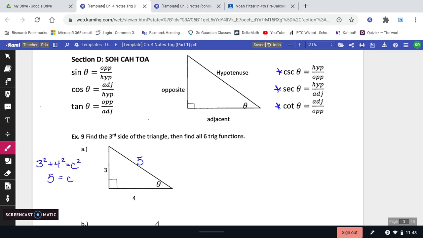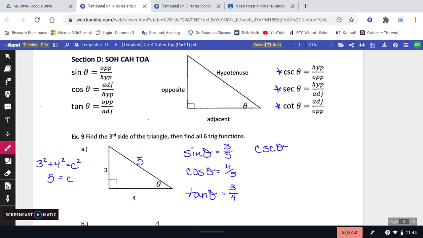Now, finding all 6 trig functions, I generally do your sine, cosine, and tangent first. And then all you have to do is do the reciprocals of these 3, and that will give you your others. So sine, find where theta is. Sine is opposite over hypotenuse. So the opposite leg is 3, hypotenuse is 5. Cosine's adjacent over hypotenuse, and then tangent is opposite over adjacent, so that's going to be 3/4.